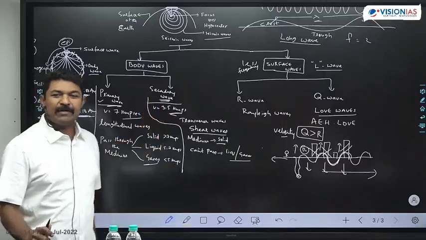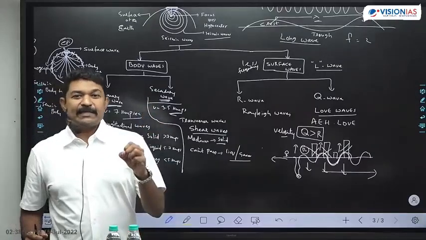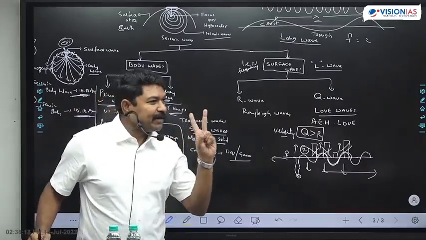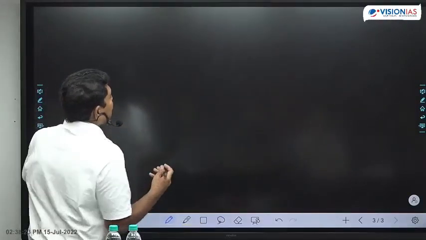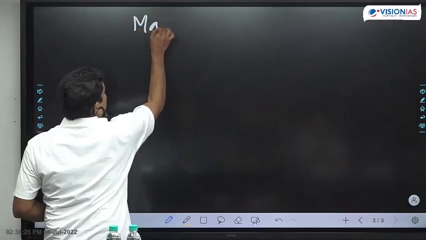Now, whenever there is an earthquake, you will come across 2 very important terms in the newspaper. What are the 2 important terms you come across in the newspaper? One is called magnitude.